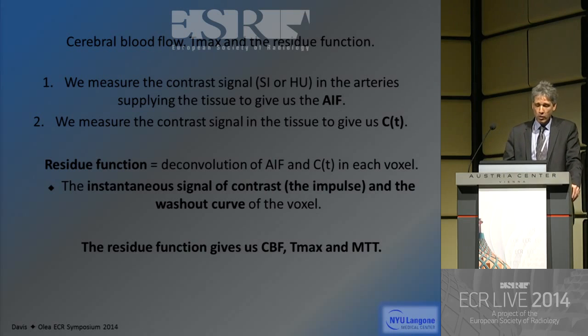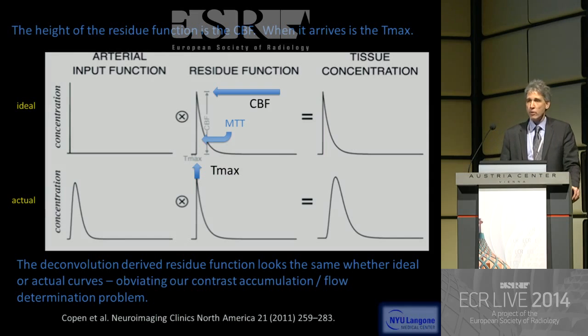So we measure the arterial input function, the signal intensity in the arteries. We measure the contrast signal in the tissue. And what we use is convolution methods to give us the residue function. The residue function is a curve that gives you the instantaneous signal of contrast, sometimes called the impulse, and the washout curve of that contrast. We use that currently to determine the cerebral blood flow, the Tmax, and the mean transit time. So let's take a look at that. This would be the arterial input function.